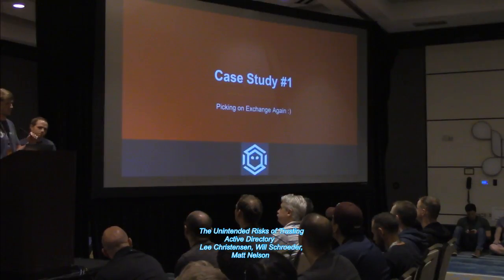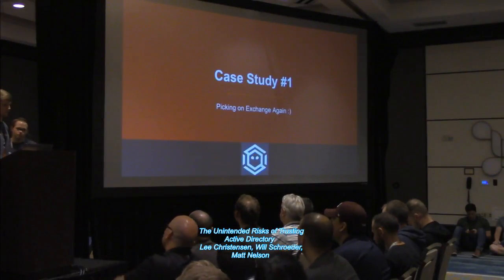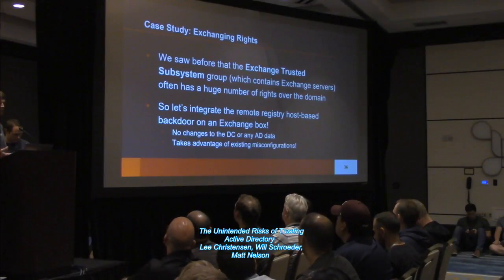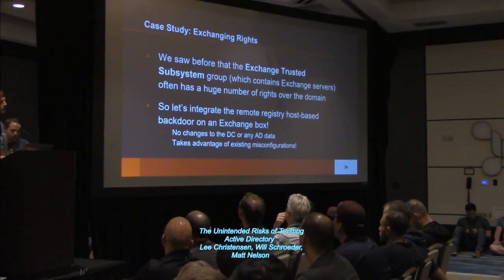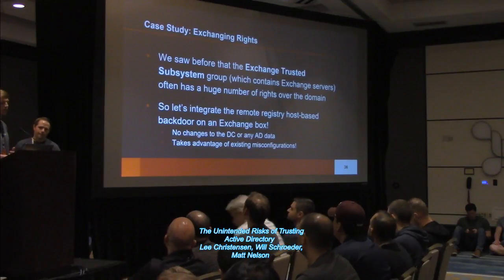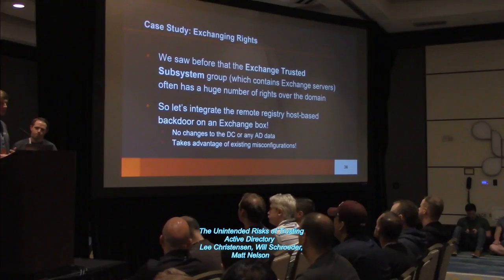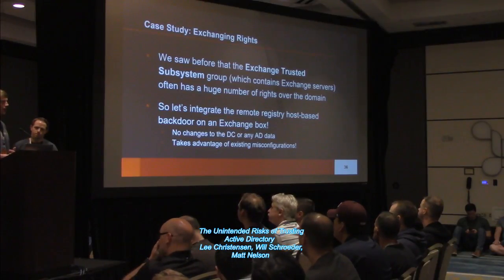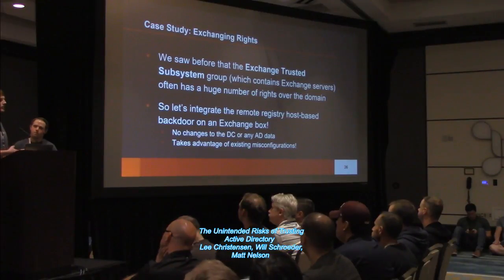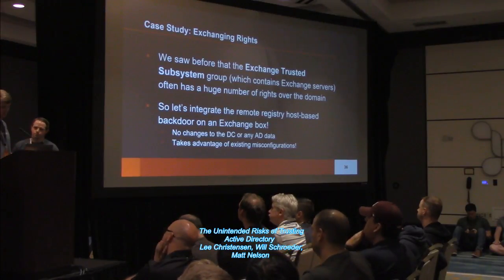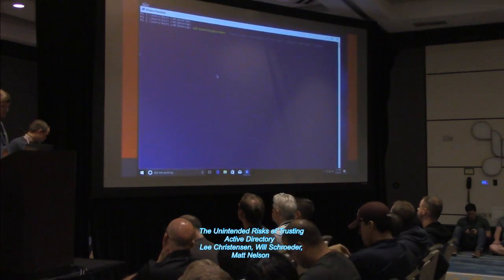Cool. So the first case study that we're going to talk about for weaponization, we're going to pick on Exchange again. Like Walt mentioned, the Exchange Trusted Subsystem, which contains all the Exchange servers in that group, will typically have a large amount of rights over the domain or the domain objects. So we can abuse the remote registry backdoor to keep our access in the environment by allowing any defined group or user to basically become instant DA. So, video demo of this.